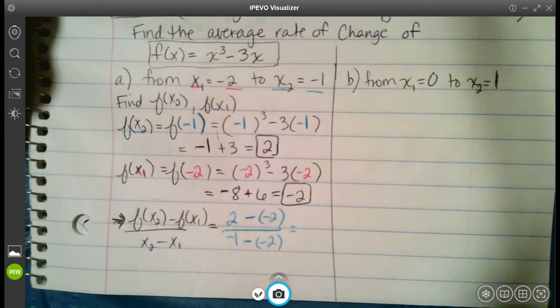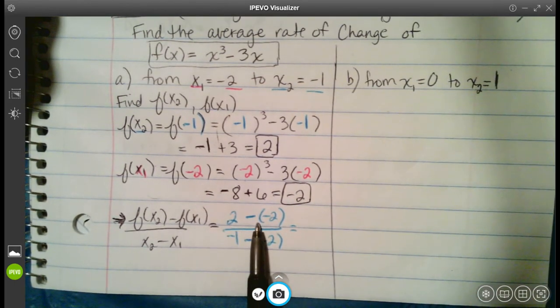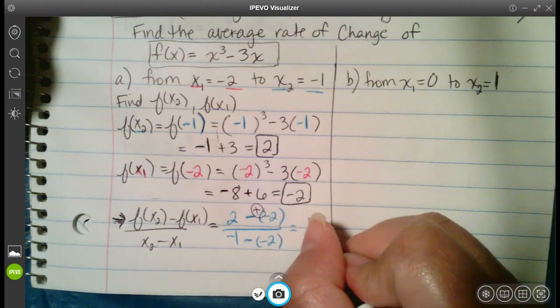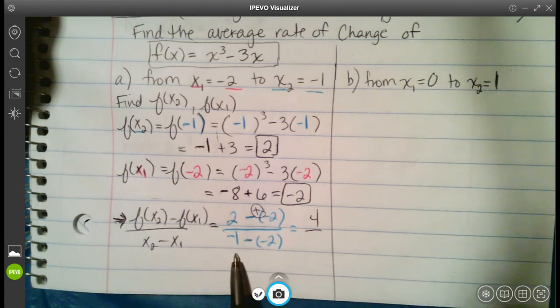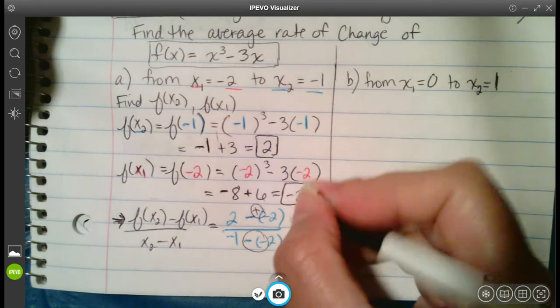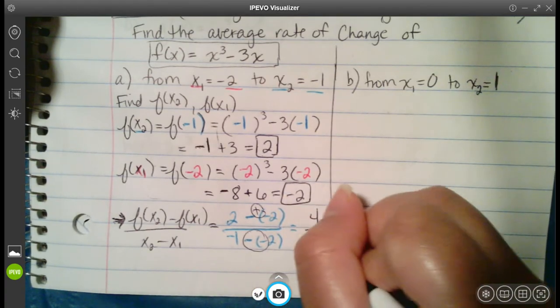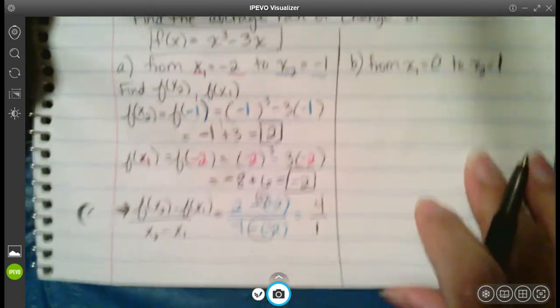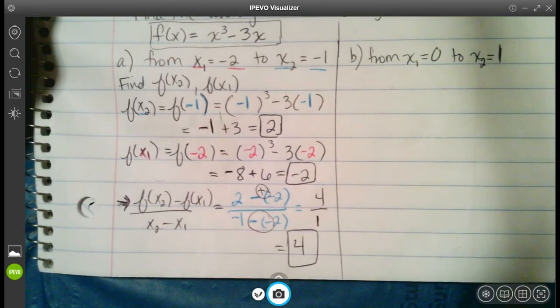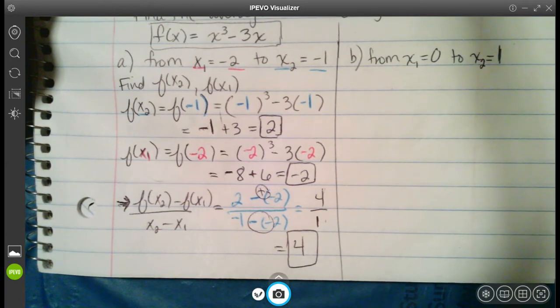And then we just simplify, okay? So -2 minus -2, that's going to turn into a positive. It's going to give me a 4. This one's also going to turn into a positive, so -1 plus 2 is going to be +1. So it looks like my answer for this problem is 4, because 4 divided by 1 is 4, okay?